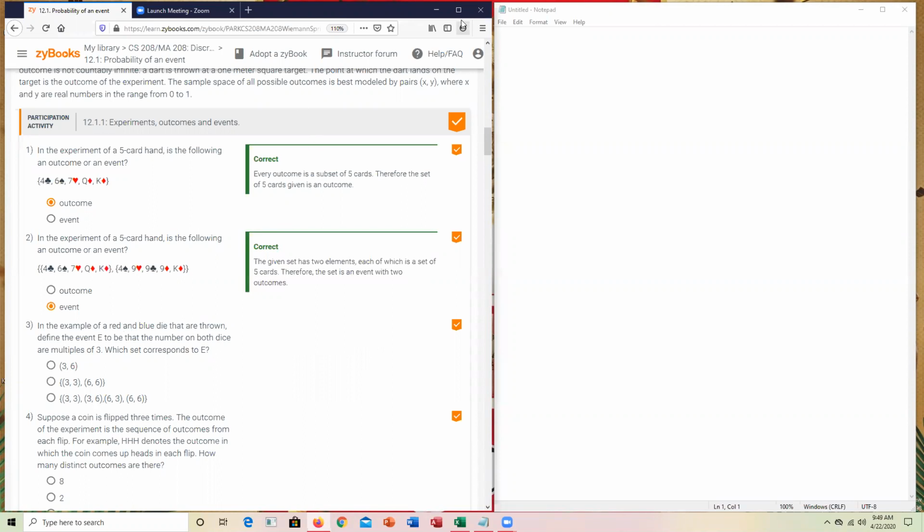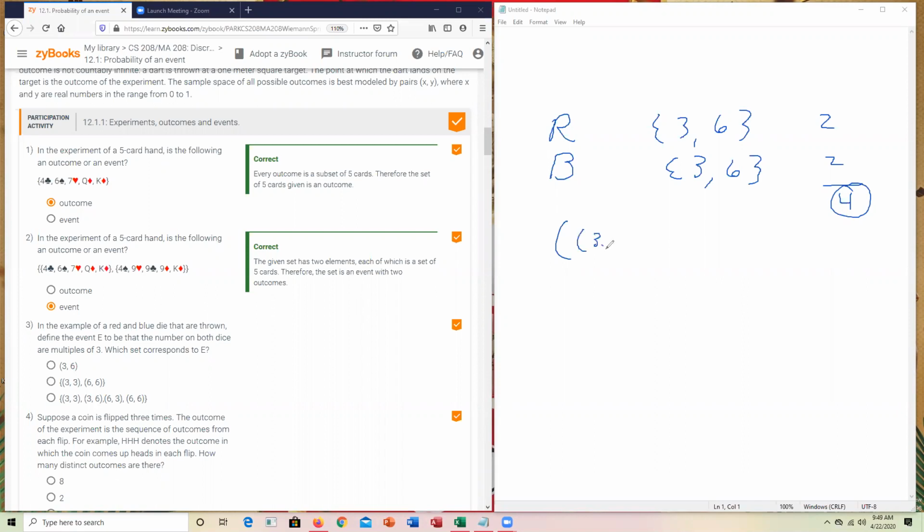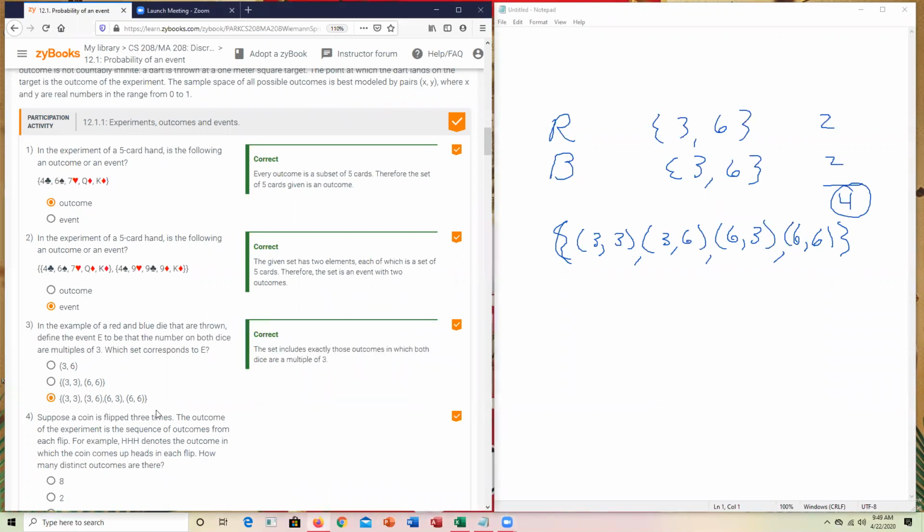Number three, we have a red dice and a blue dice that has to be a multiple of three. For the red dice, the possible outcomes are three and six. For the blue dice, also a multiple of three, would be three and six respectively. So how do we create the corresponding permutation? There's going to be two options there, two times two, so four different options listed: 3-3, 3-6, 6-3, and 6-6. Two times two makes it four. So if I select the answer, the corresponding options would be 3-3, 3-6, 6-3, and 6-6. So that's what's going on with that one.